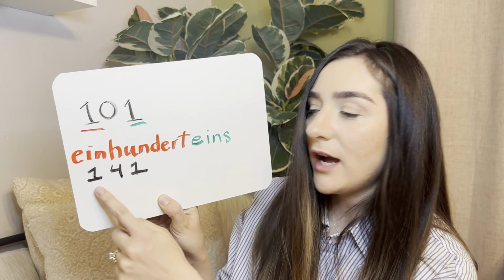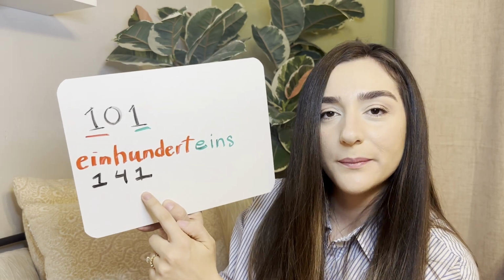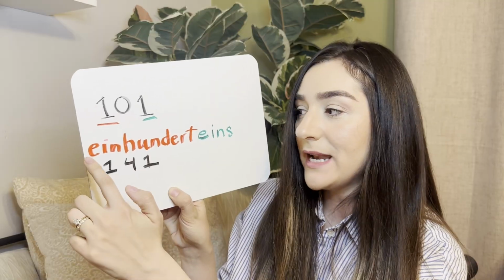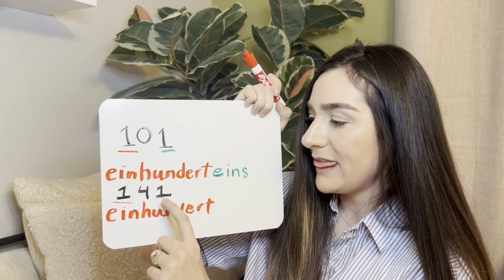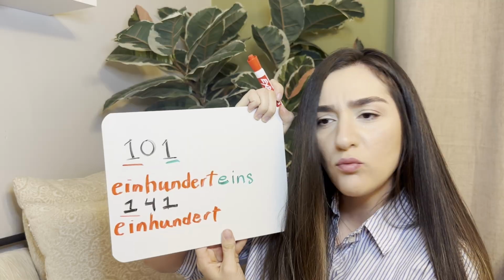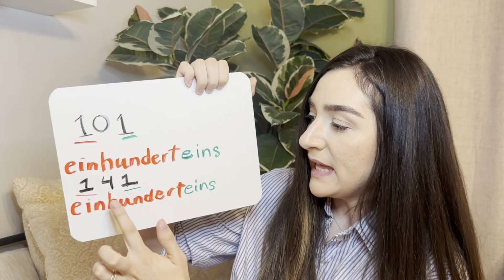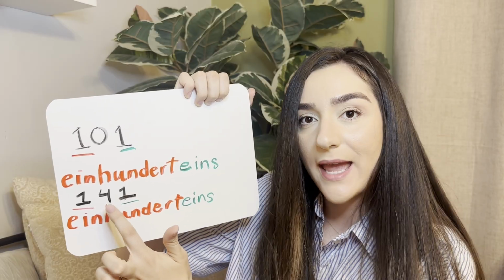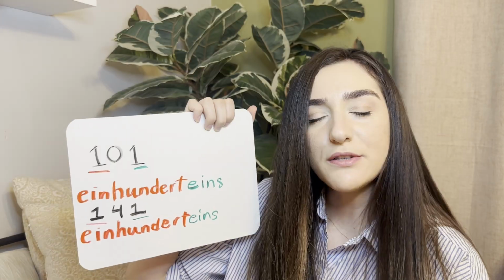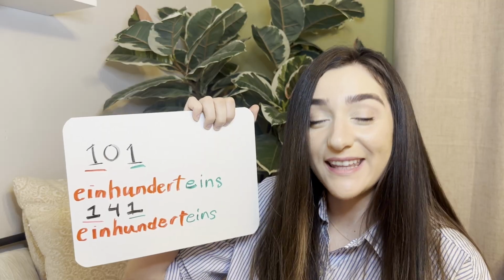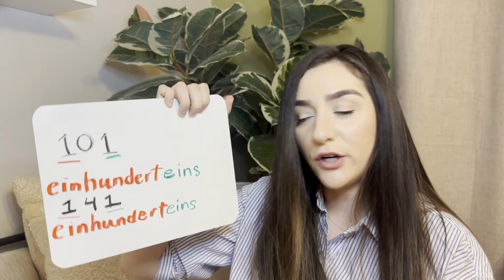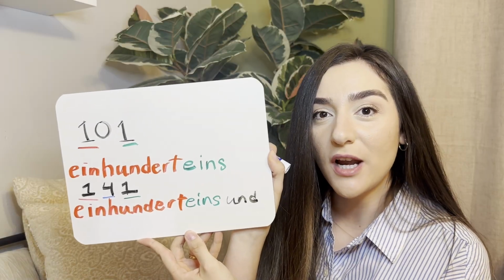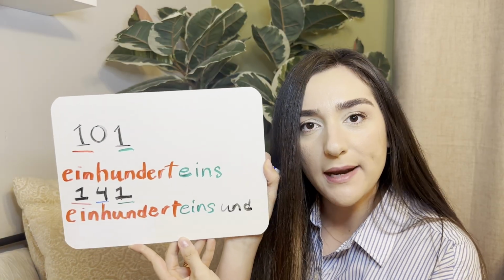How about 141? I will start again with my 100, and that is again hundert. Then I'm going to move on to my 1, eins. Now I have to move on to my 10, and that is a 40. How is 40 in German? Vierzig. That is correct. The word und, that is right. So after the word und, I have to make sure I write vierzig. Let's go ahead and do that.